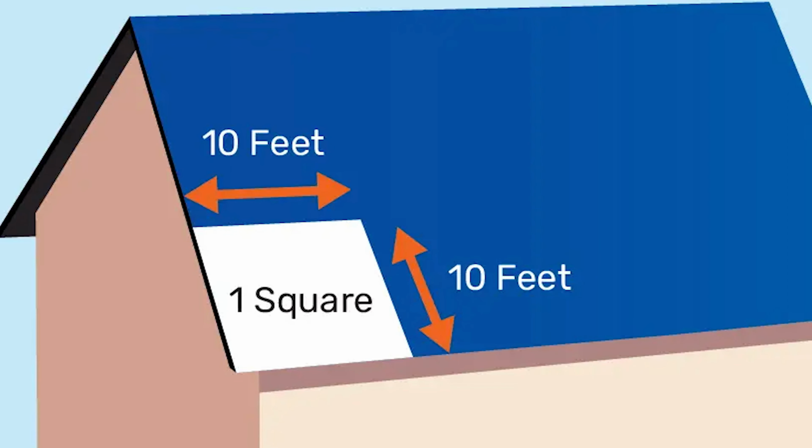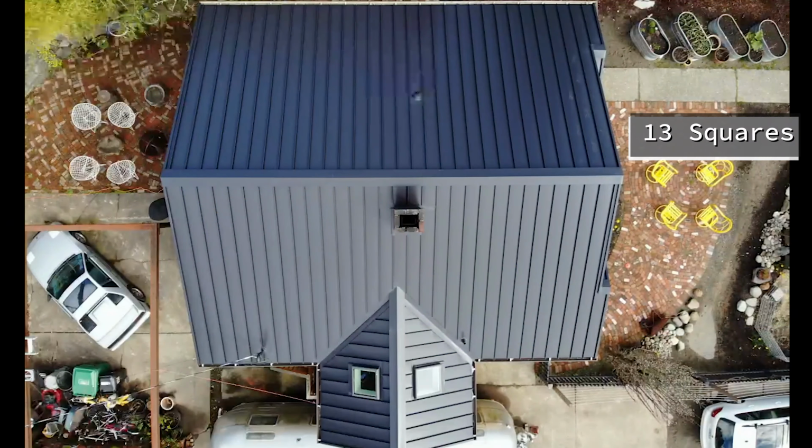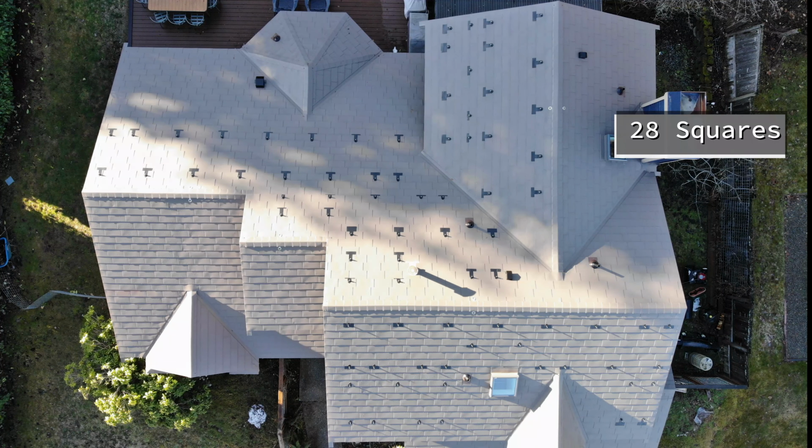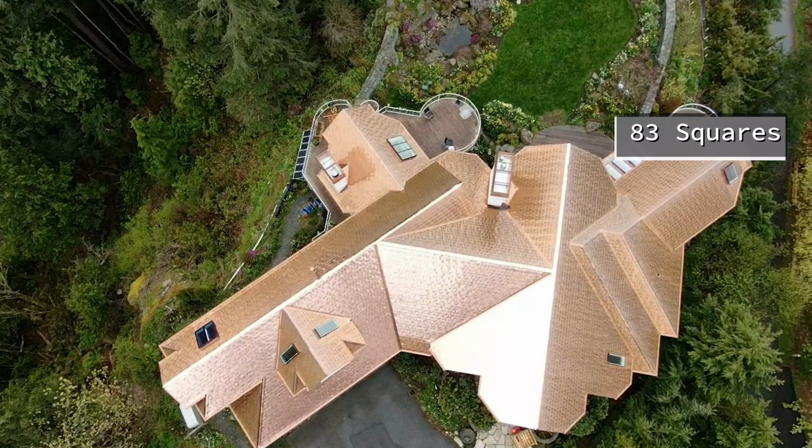Lastly, roofing squares. A roofing square is a measurement used to determine the total square footage of a roof. One roofing square, or one square, is equivalent to a 10-foot by 10-foot box or 100 square feet. When I say a home is 32 squares, that means 3,200 square feet of roofing material is needed.